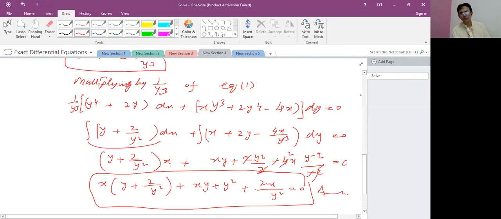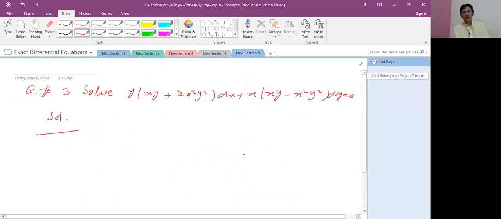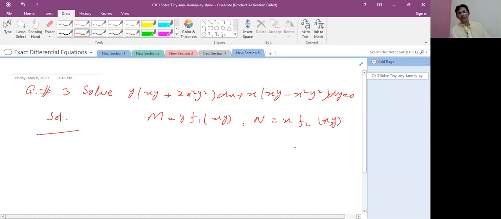That was rule number 2. Now the last application is about the equation reducible to a homogeneous exact differential equation. In this way, student, we will define what is m. M is equal to y times f1 of xy, and n is equal to x times f2 of xy. In this rule, we identify what is n and what is m.